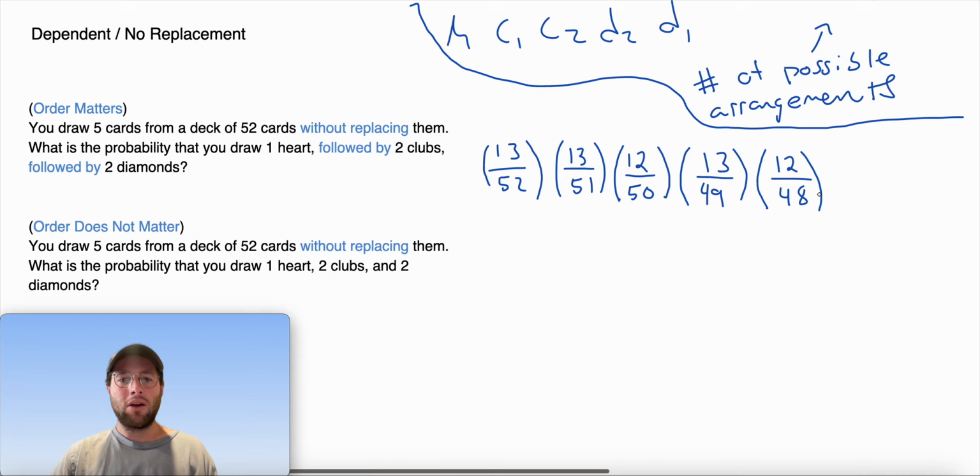And again, let's point out here that this probability right here is equal to the general probability of drawing one heart, two clubs, and two diamonds multiplied by the one single arrangement that we care about in this question, which was the heart, club, club, diamond, diamond. So you can imagine this as being multiplied by 1, corresponding to that one particular arrangement we care about.